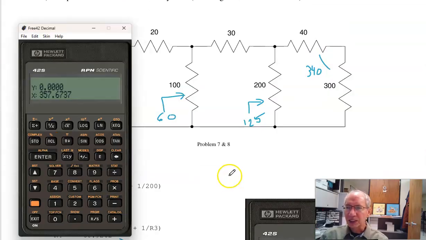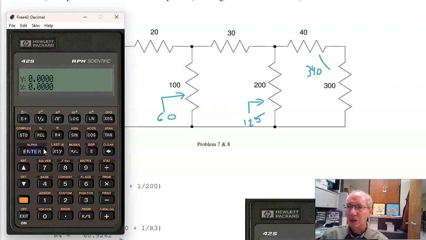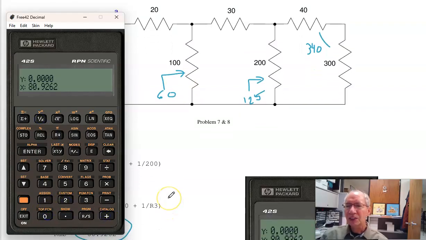Again, I'll show you with an HP calculator how you do that. I'll take 40, try it again. 40, enter 300, add them. I could actually do that in my head. In parallel with 200, take the inverse, 200, inverse, add inverse, 125 ohms. In series with 30, 155 ohms. In parallel with 100, take the inverse, 100, inverse, add inverse, 60 ohms, plus 20, 82.92 ohms.